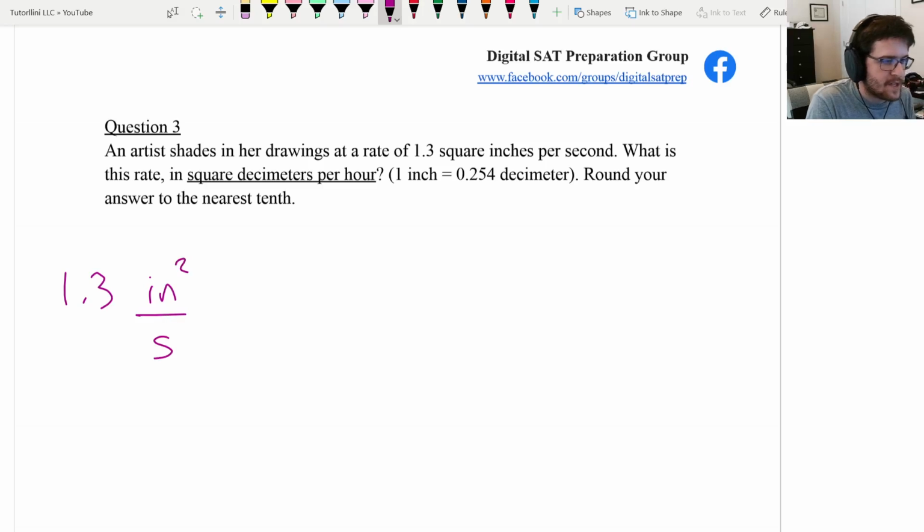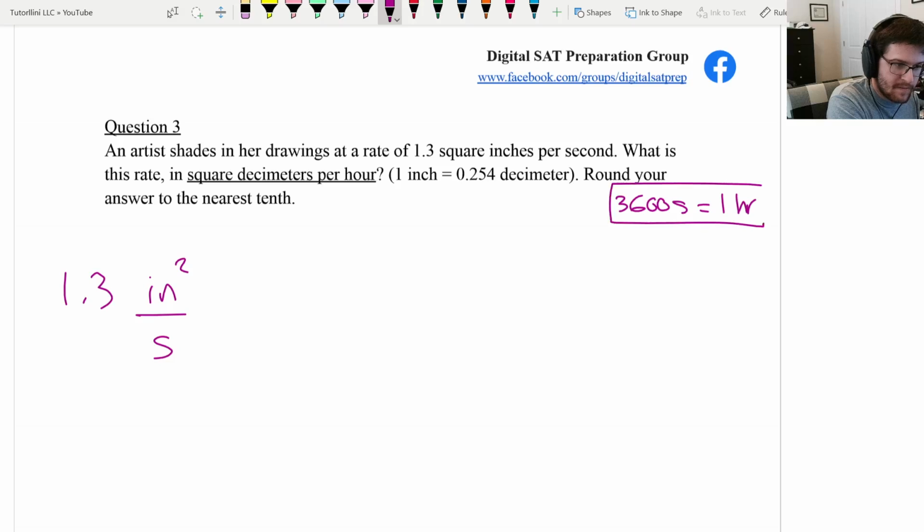I'll just write S for second. It seems like we have to convert between seconds and hours. There's 60 seconds in a minute, and there's 60 minutes in an hour. You've got to know both of those. And you should also know that there's 3,600 seconds in an hour, so I would write that down just as soon as I start.